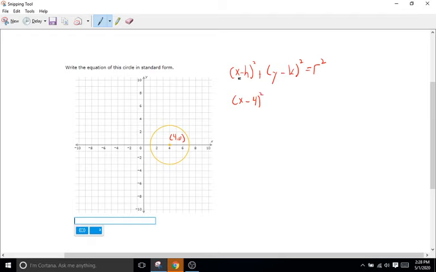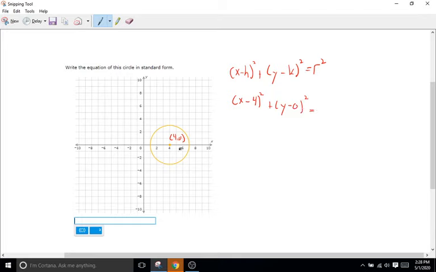Remember, the standard form is x minus h, not x plus h. So x minus 4 is appropriate for a positive 4 for the x right there. Plus y minus, and our k, the y of our center, is 0, so just like the other equation, it's 0 squared equals r squared.